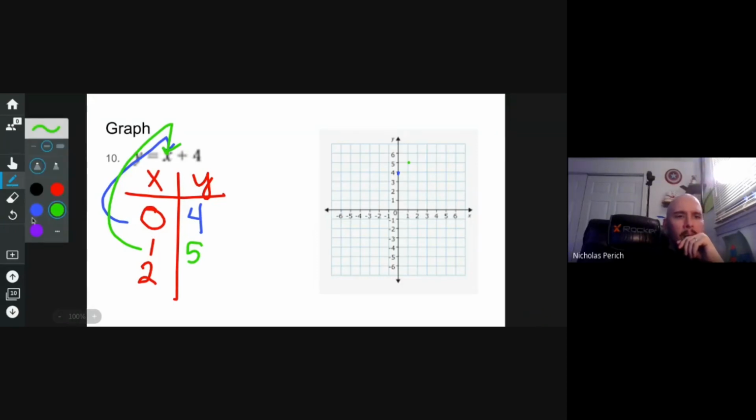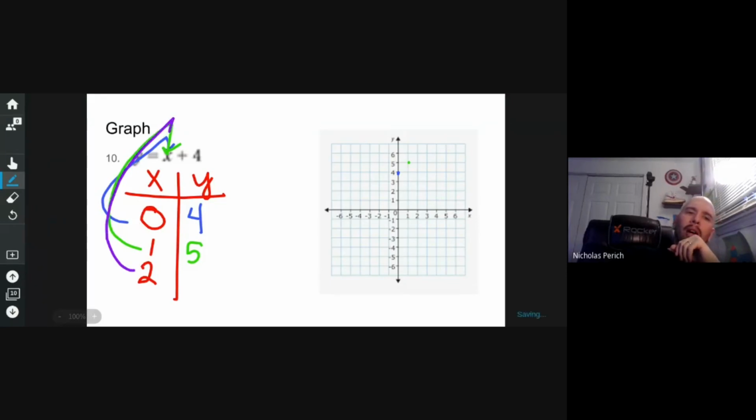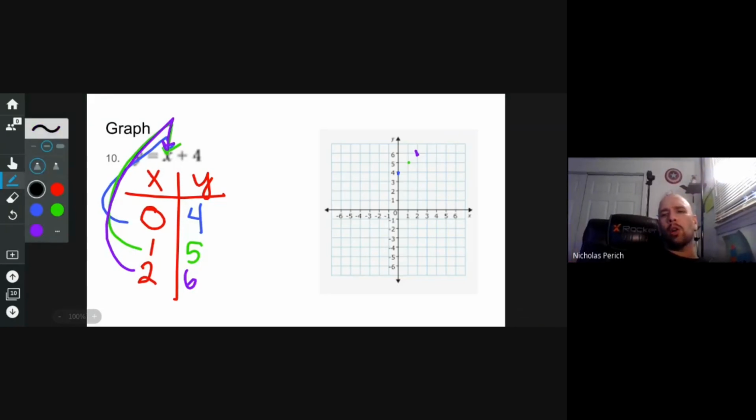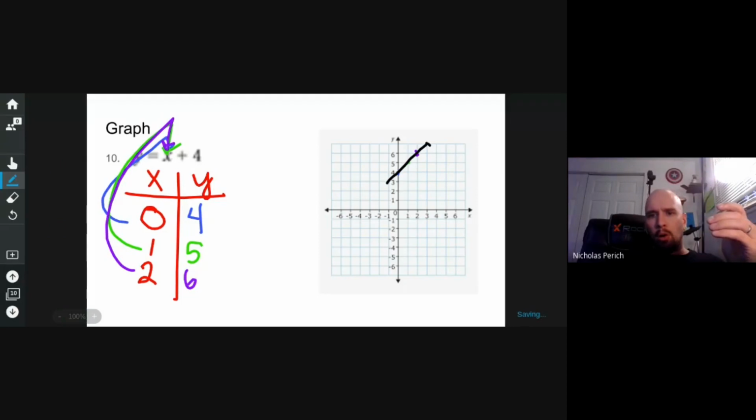And then last but not least, I plug in 2 for X. 2 plus 4 is 6. That gives me the point (2, 6). And so I can go right 2, up 6. There's my point, and we have the pattern. But I have 3 points. If I had a ruler, I would take my ruler, lay it down, and then draw that line right there. Boom.